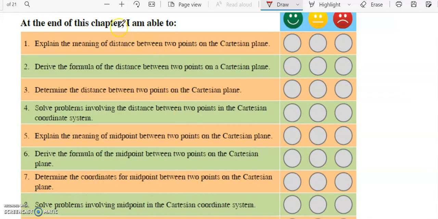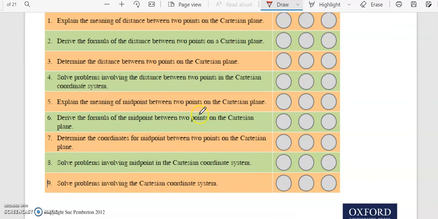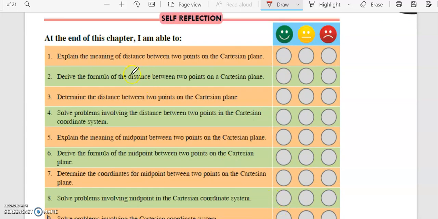From this chapter, we do the self-reflection. For each item, look at which part you have covered and which part you understand. When you make this checklist, you know, oh, this one I don't understand, so I have to look at it more. For example, explain the meaning of distance between 2 points on the Cartesian plane. You have to know what it means. And then derive the formula of distance between 2 points on the Cartesian plane. We learned this earlier.